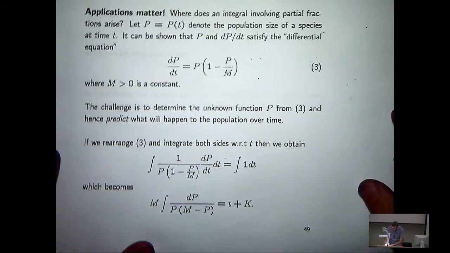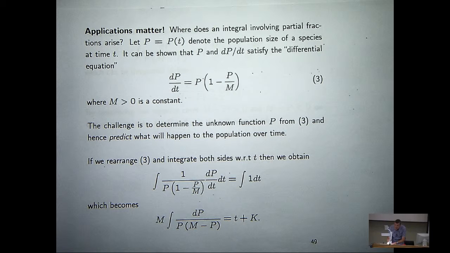All right, so we've been looking at a lot of method here. This is actually a little bit further on in your notes. Where do we use these kind of techniques? Well, an important problem is the study of population dynamics.